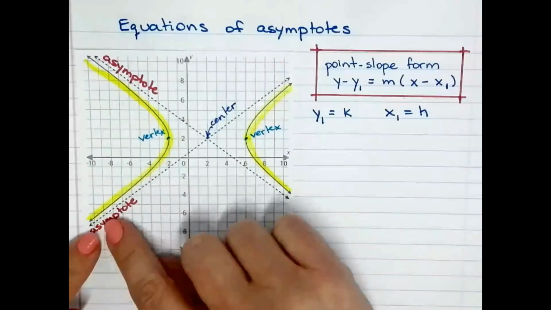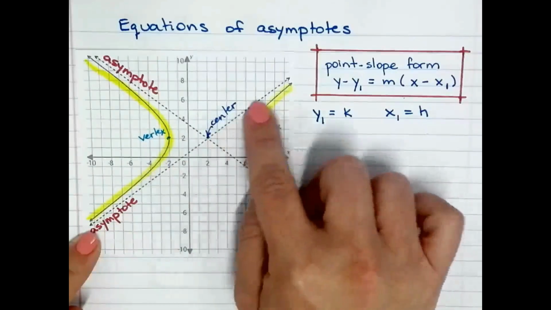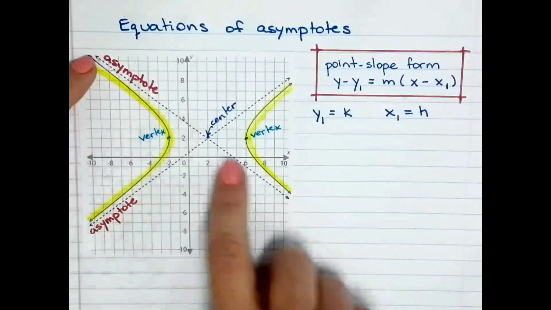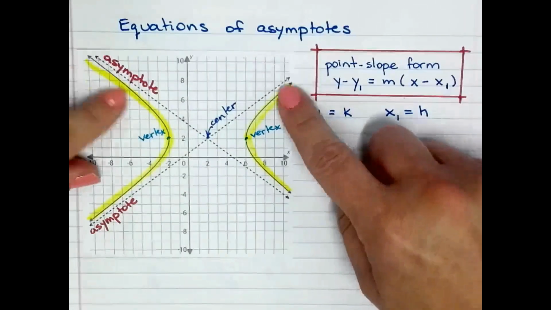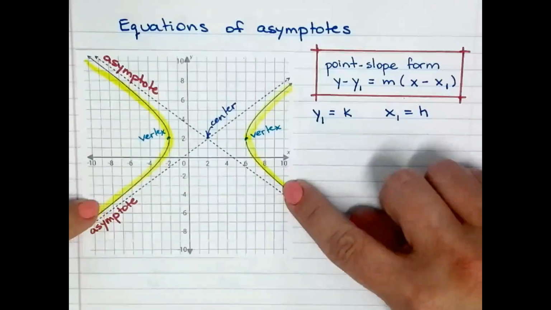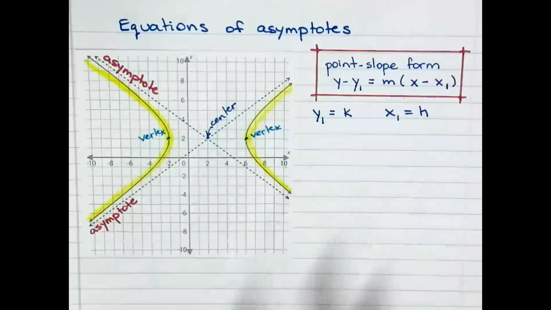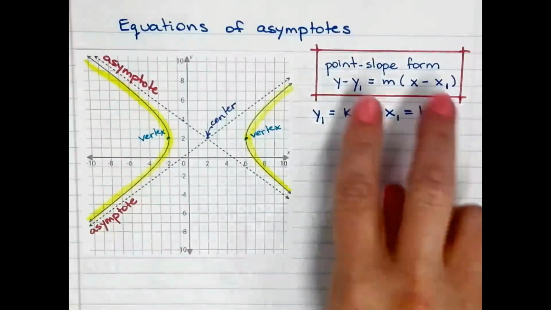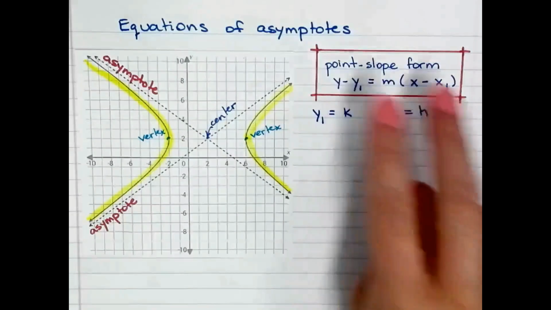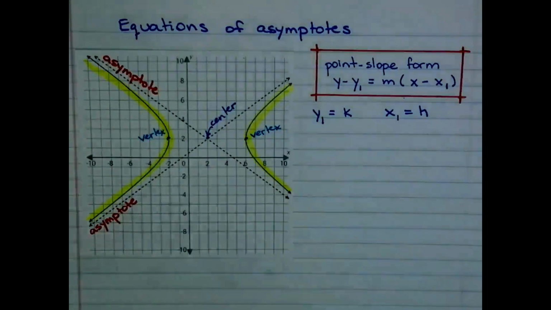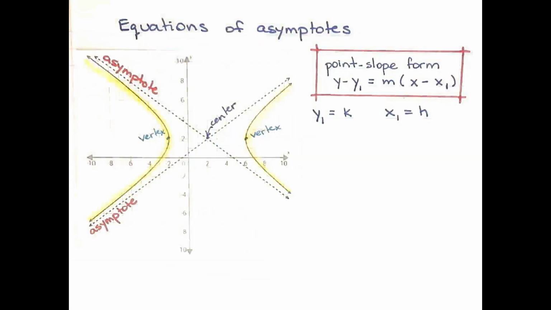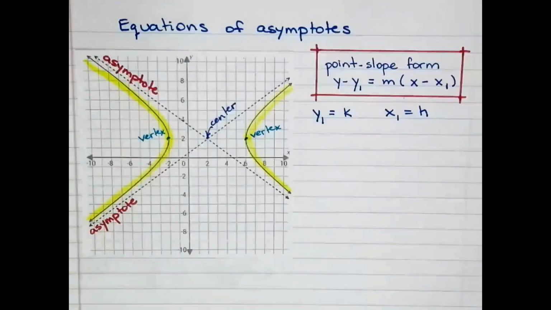Today, we will write equations of the asymptotes. Asymptotes are these two lines that your graph approaches, but will never touch or cross. So we will write the equation in point-slope form. Before we get anything started, I need to finish labeling the hyperbola.